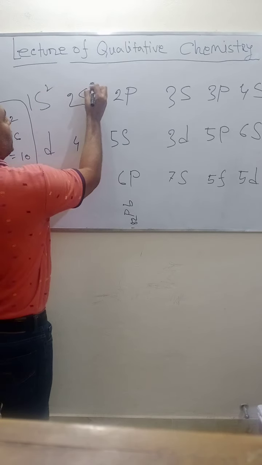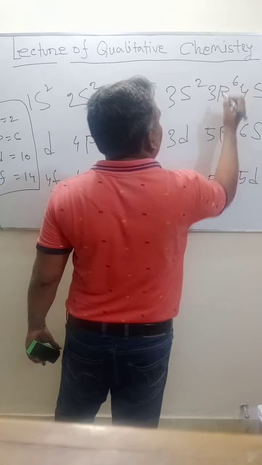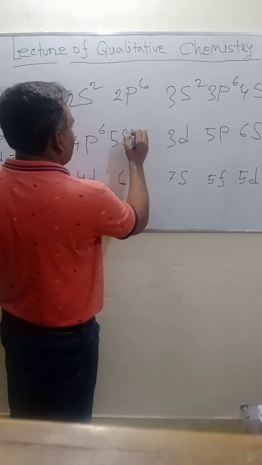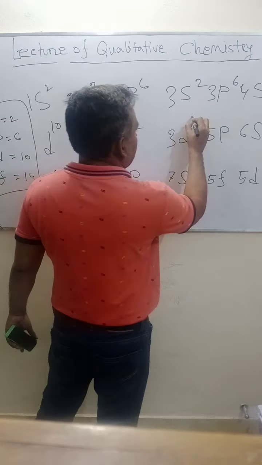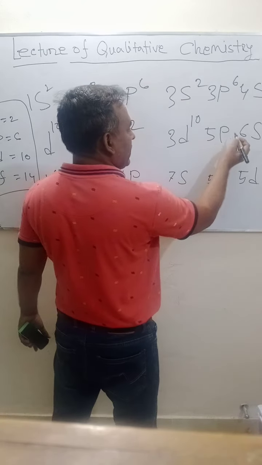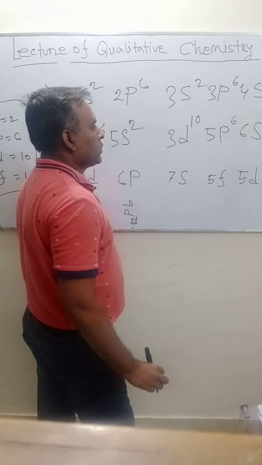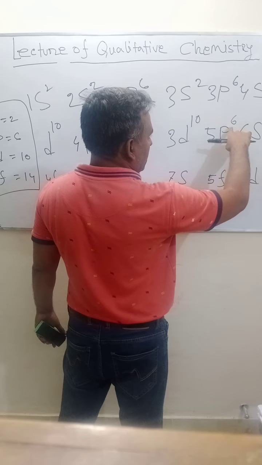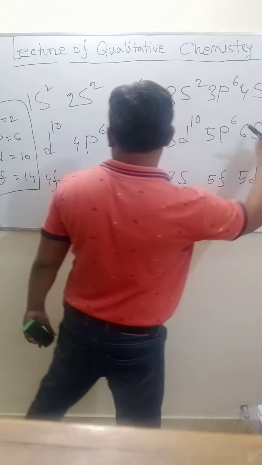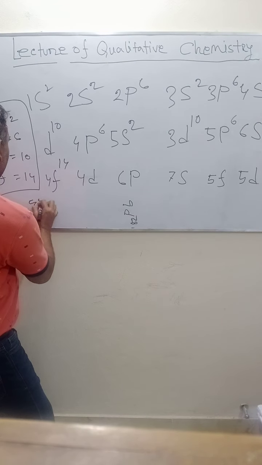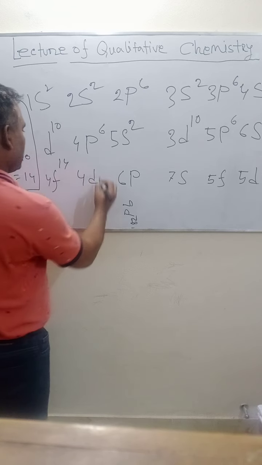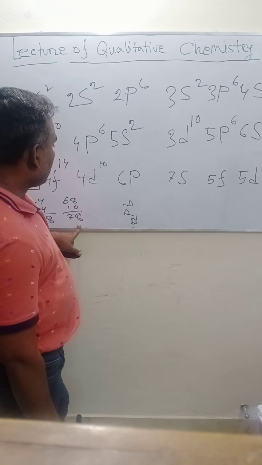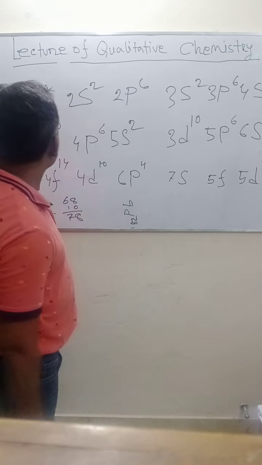You know S is 2, then 2, 6 makes 10, then 12, 18, 20, 30, 36, 38, 48, 54, 56, then 14 makes 70, 68 plus 10 is 78. You have only 4 remaining here. Clear?